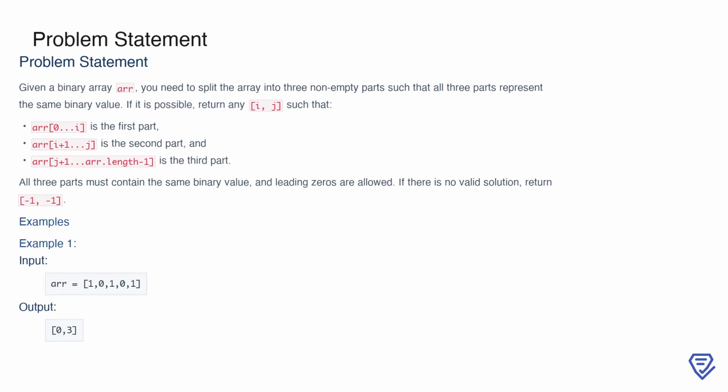Importantly, each of these segments, when interpreted as binary numbers, must have the same value. Leading zeros are allowed in any of the parts. If splitting the array in this way is not possible, the output should be -1, -1. Let's explore some examples to better understand the problem.